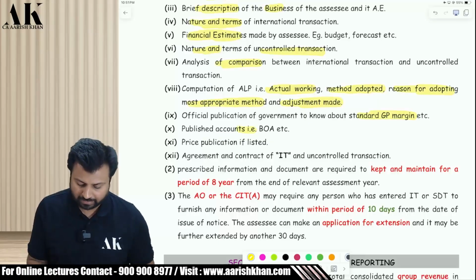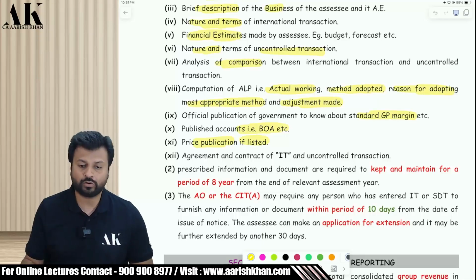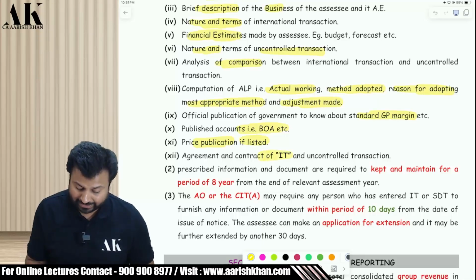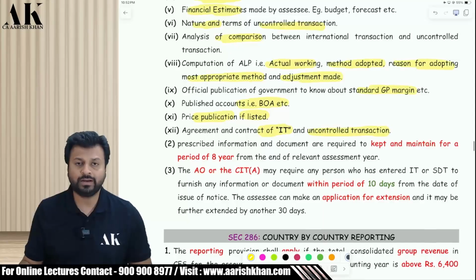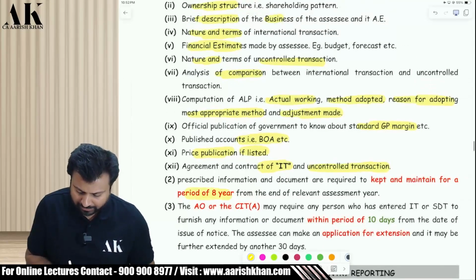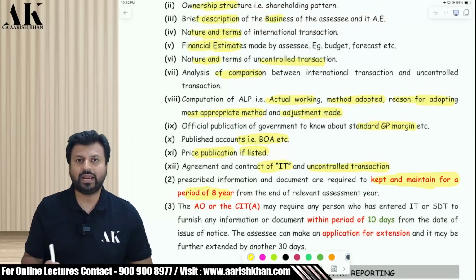Okay. Then published account, that is your books of accounts, price publication if the shares are listed in the stock market. Okay. Then agreement and contract of international transaction, as well as agreement and contract of uncontrolled transaction. All these documents have to be maintained for how many years? All these documents are to be maintained for a period of 8 years from the end of the relevant assessment year.